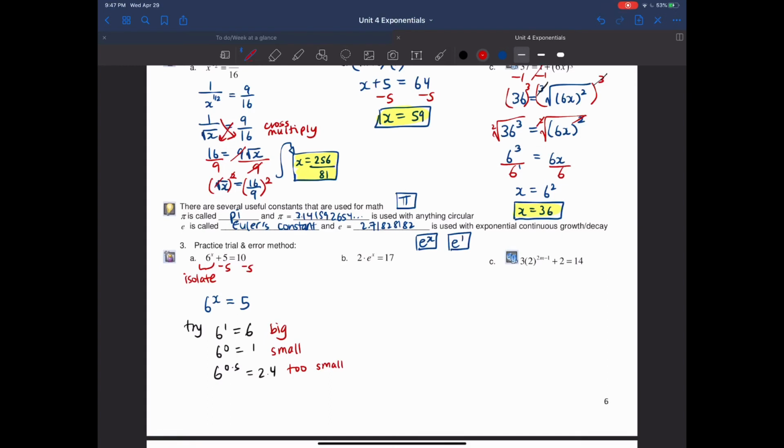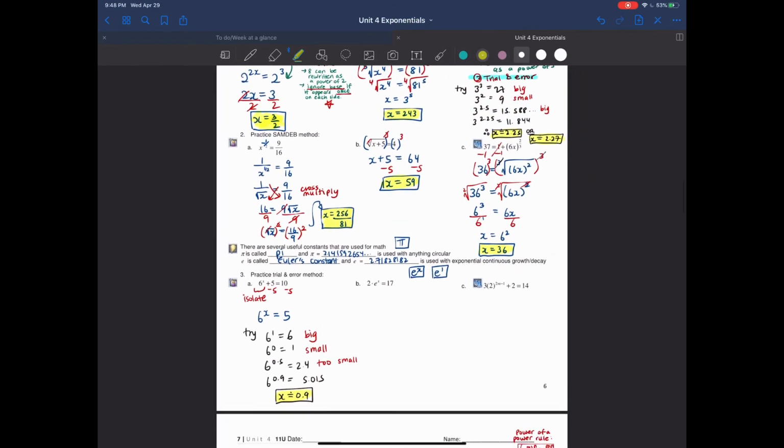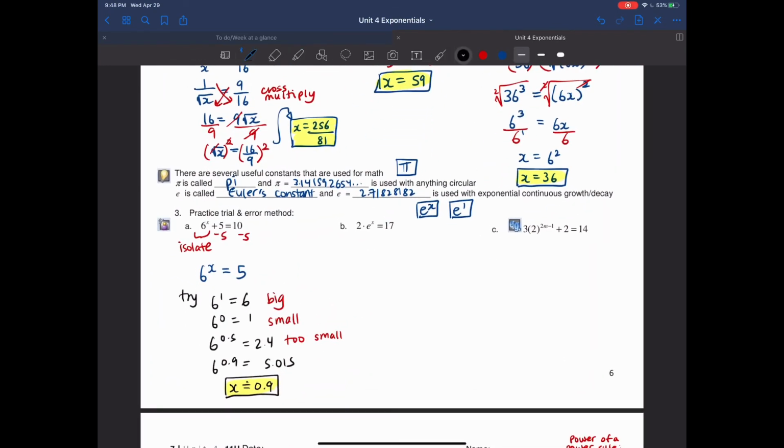I present to you. Okay, so next I'm going to try a slightly higher number. So I have 0.9 and I have 5.015. So I'm getting closer, and therefore I'm going to write x is approximately 0.9. Right, so that's the trial and error method. And is it my favorite method? Probably not, I prefer doing the log way. But we'll learn that in grade 12, advanced functions.